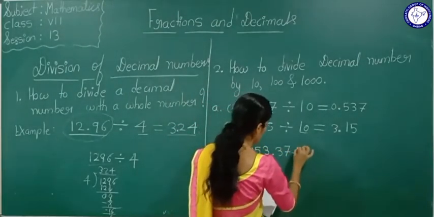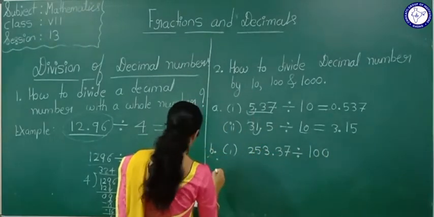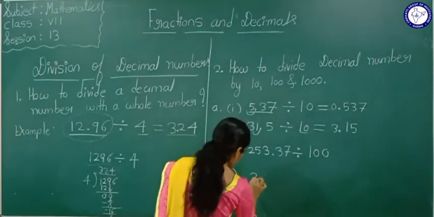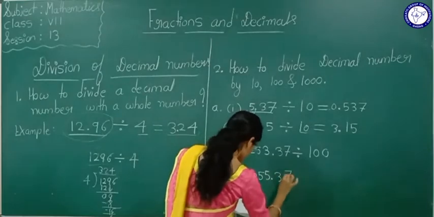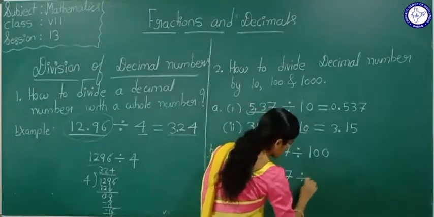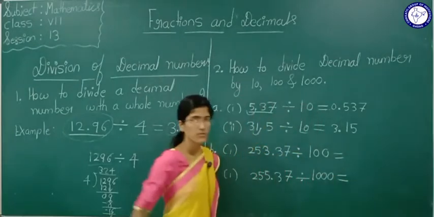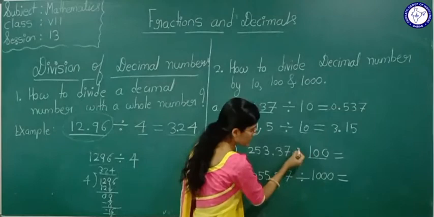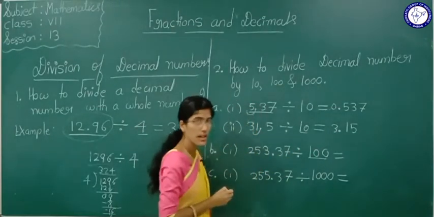253.37 divided by 100. Okay. 255.37 divided by 1000. Now see here the division is a 100. Okay, division is there means shift this decimal point to the left.